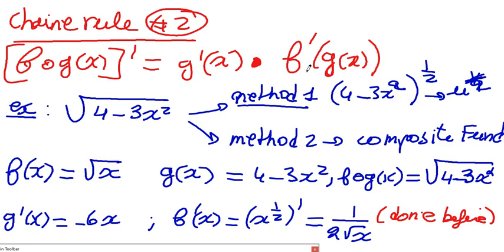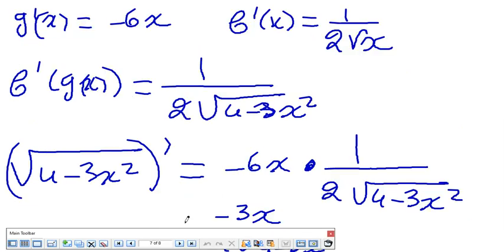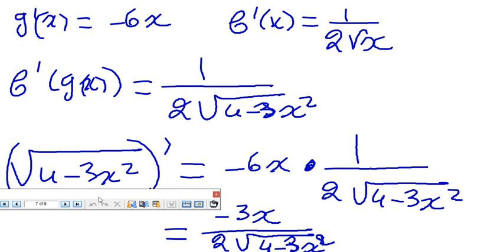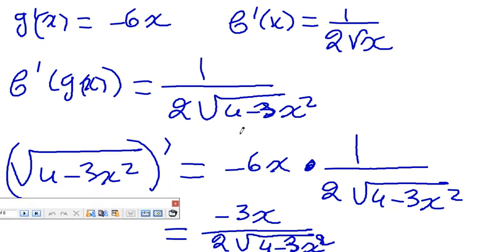Now I need to calculate f prime of g of x. So instead of x here, I need to place g of x. So it will be 1 over 2 radical of (4 minus 3x squared). So this is g prime, this is f prime of g of x, and all we need to do now is multiply to get the final answer. This is g prime of x times f prime of g of x, and this is the final answer for the derivative. So either you can use the chain rule by changing the variable as u, or by using the composite function.